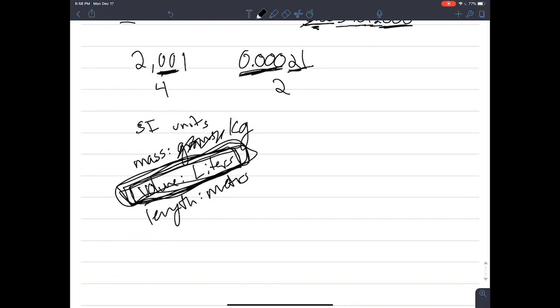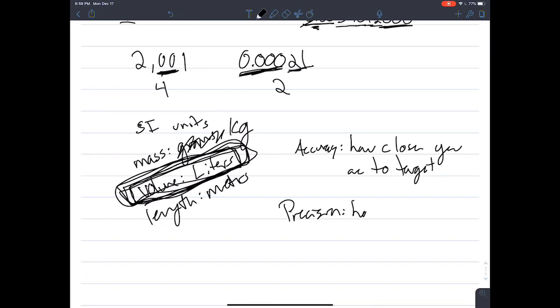So, accuracy and precision. Accuracy is how close you are to the target. Precision is how close the measurements are to each other. Sorry, I'm at a really funky writing angle right now.